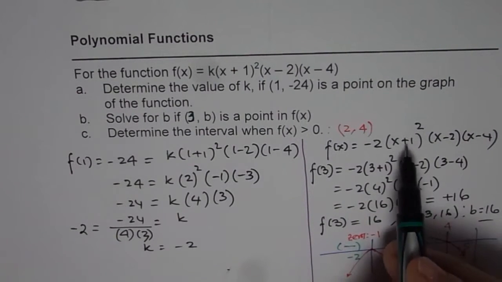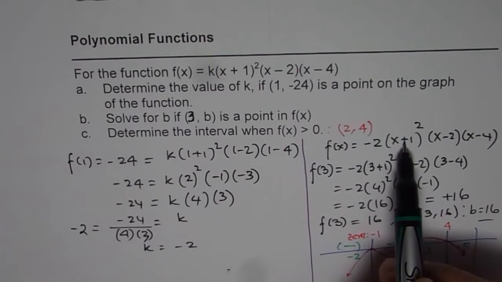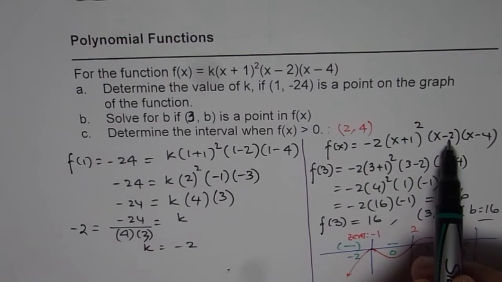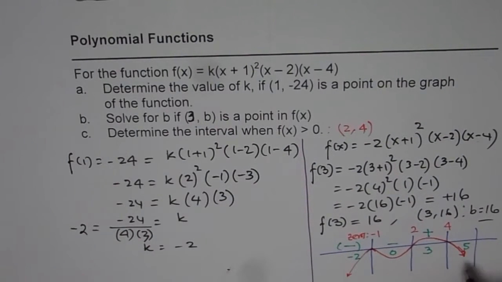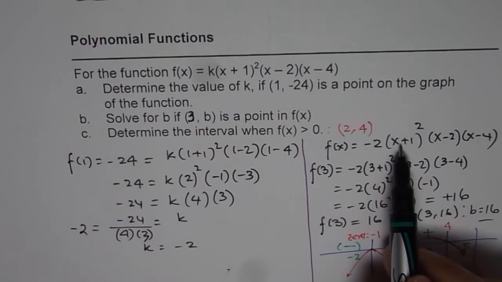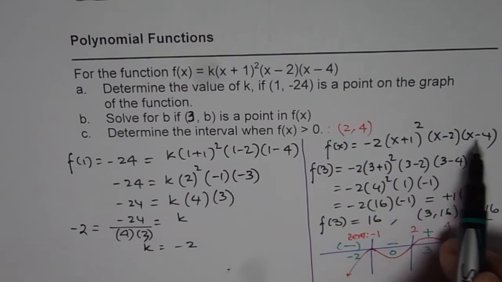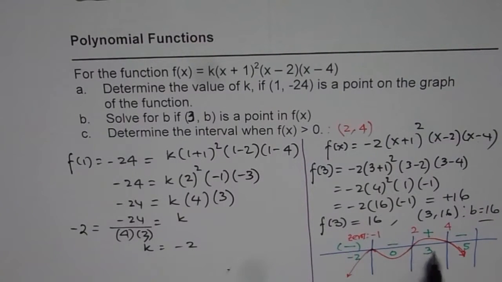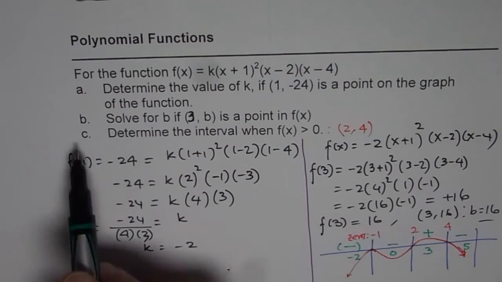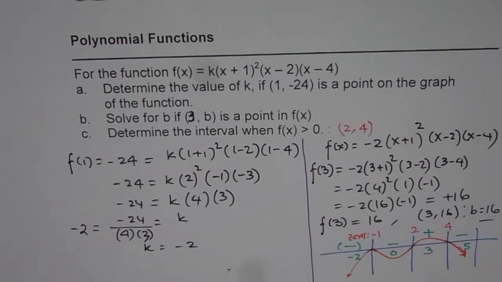If I write 3 here, 3 plus 1 is 4, which is positive, and 3 minus 2 is positive, so these two are positive. However, we have two negatives, and these two negatives will make this positive. If I write 5, then this is positive, this is positive, this is positive, but this is negative. So we get a negative answer. So using intervals and the test points also, we can find the answer for part C, right? I hope it helps you to understand the concepts. Thank you and all the best.